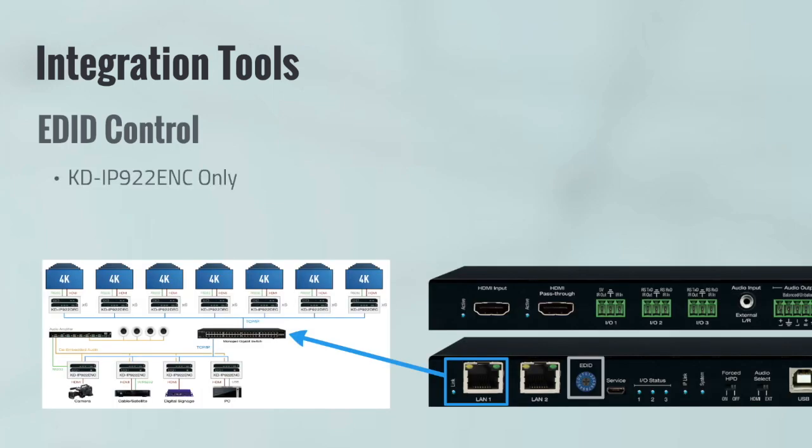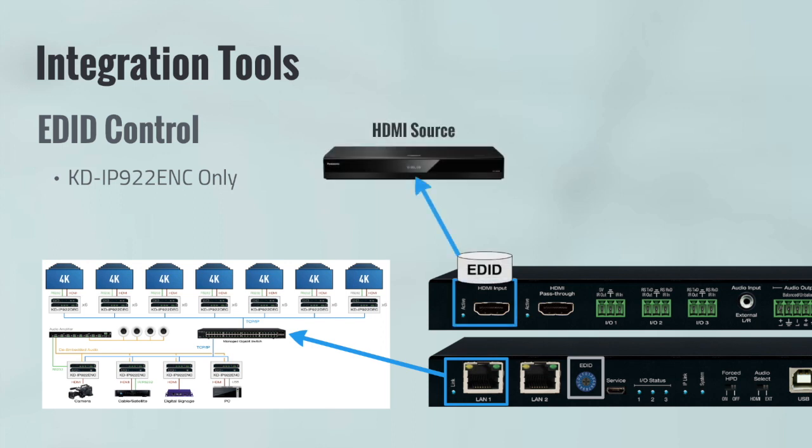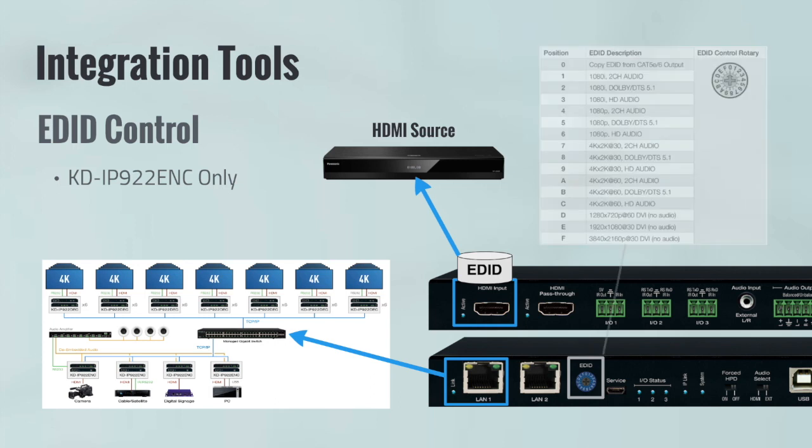Each IP922 encoder unit has Key Digital's EDID Control rotary that you've come to expect, so that you can provide your connected video source the desired handshake based on the rotary position, and that source will accommodate providing the desired video formatting and audio formatting.